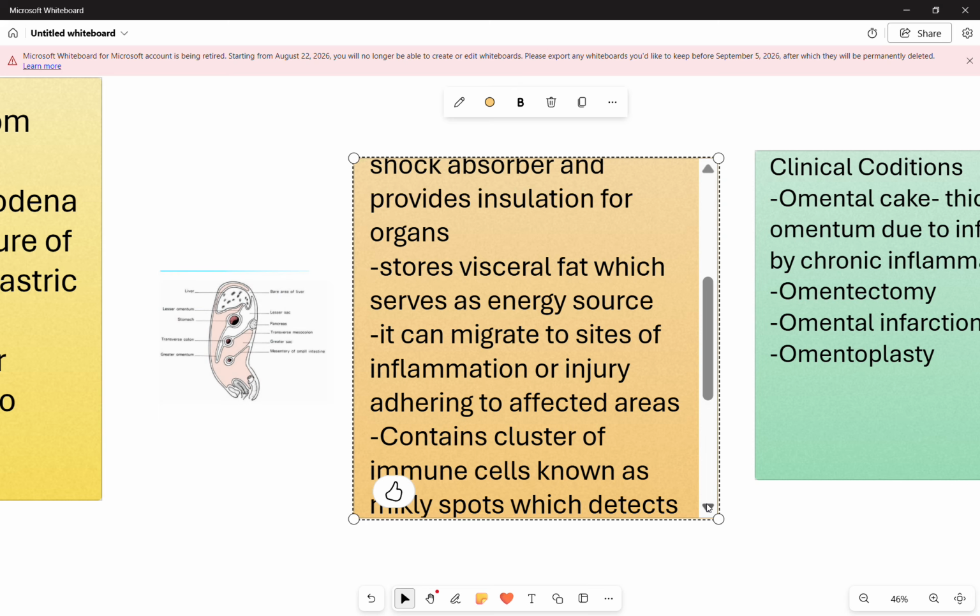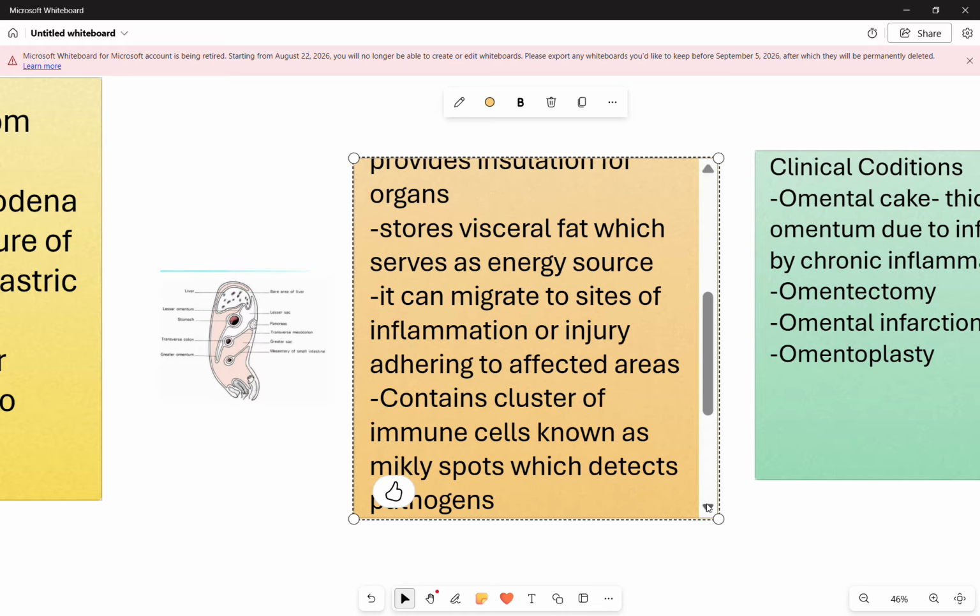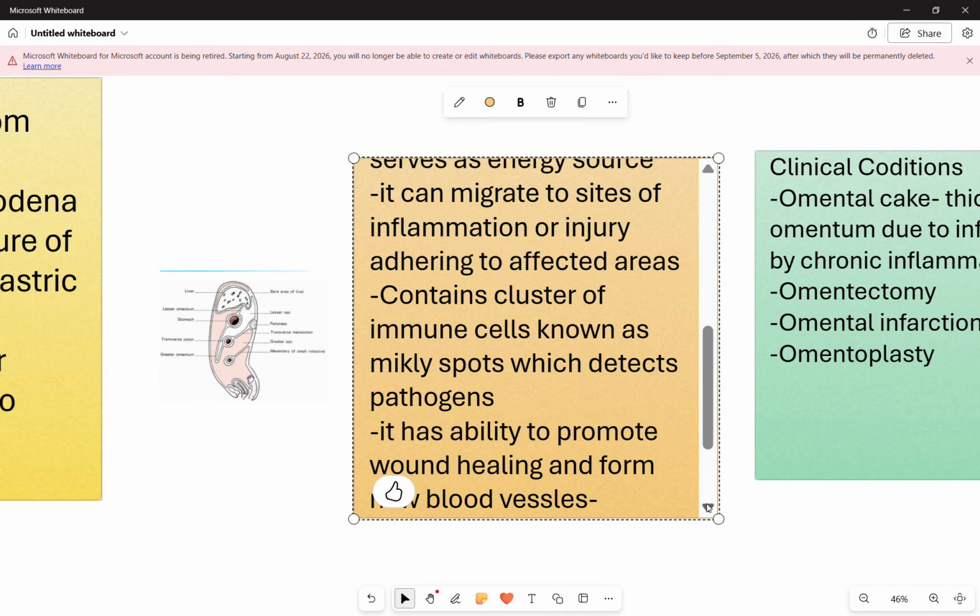And number three, it's immune response. It has got milky spots which detect the pathogens and arrest them. So it also acts as an immune response to catch the pathogens and arrest them in the omentum.